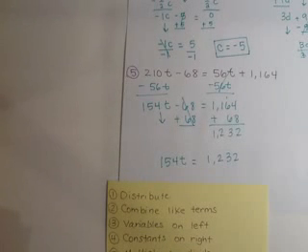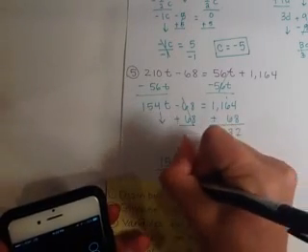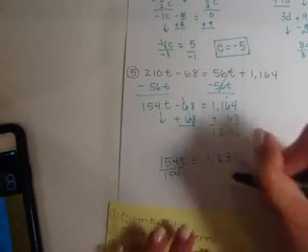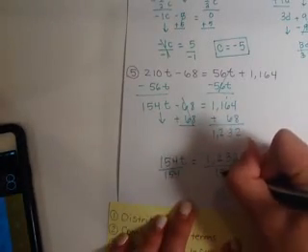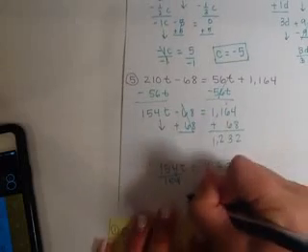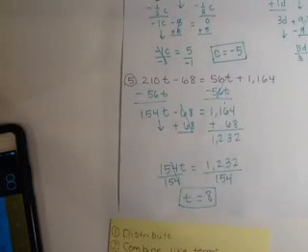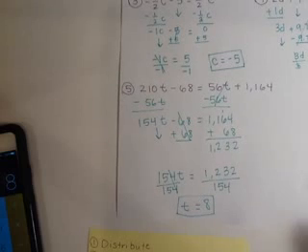And now we got to get t by itself. So they are multiplying by 154. So we will divide by 154. And when we divide by this, t will equal 8. Those are examples for solving equations with variables on both sides.